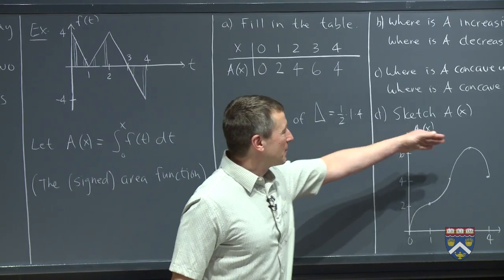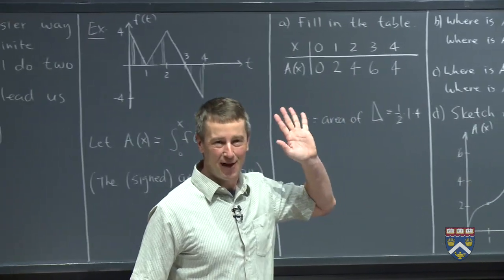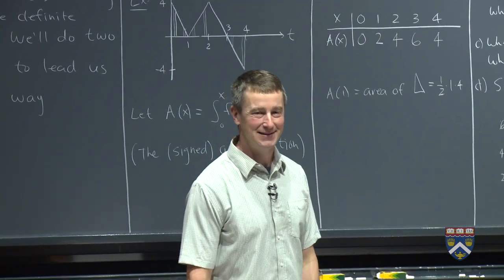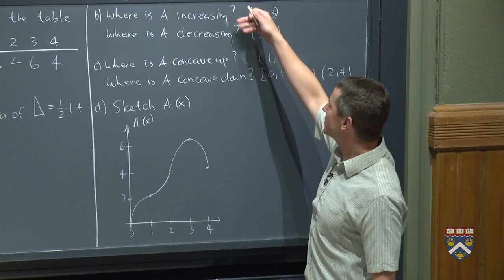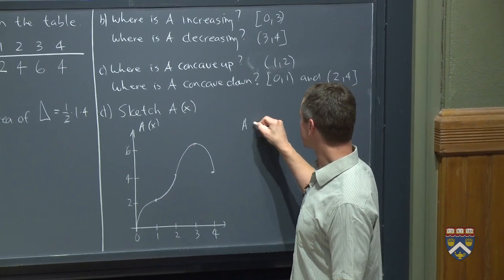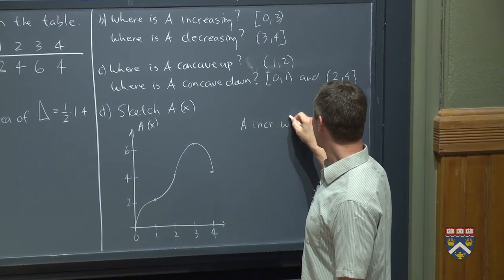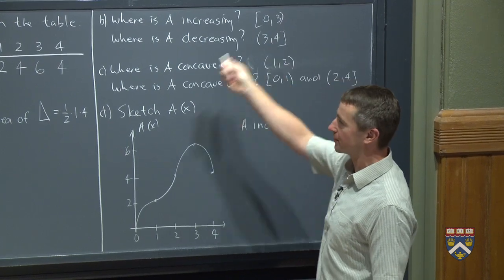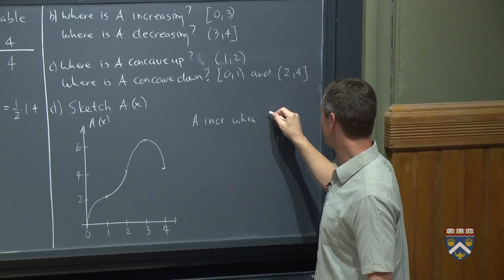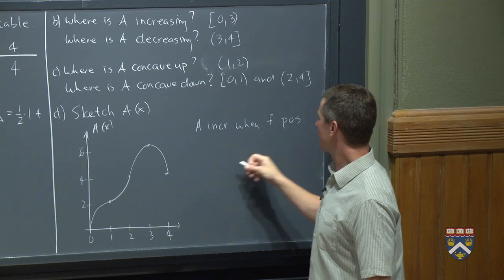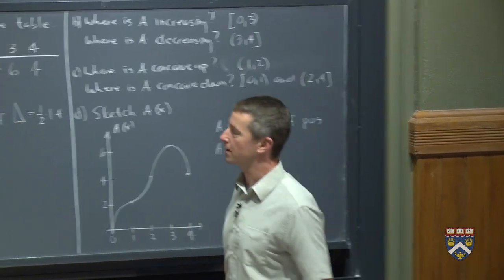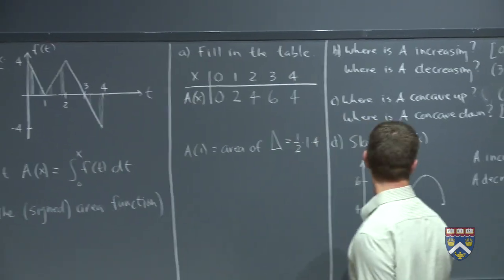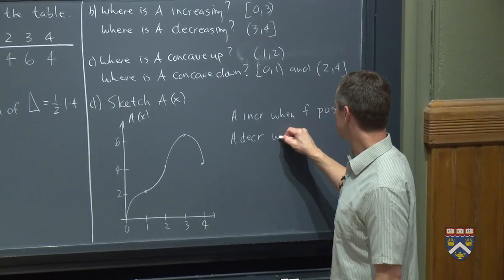Now, let's see if we can come up with any relation between A and F. Ultimately, what we're trying to do is find an easier way to find areas under curves here. So what do you notice? A was increasing when F was what? 0 to 3. That's when F was positive. A was decreasing from 3 to 4. What was true about F there? That's when F was negative.